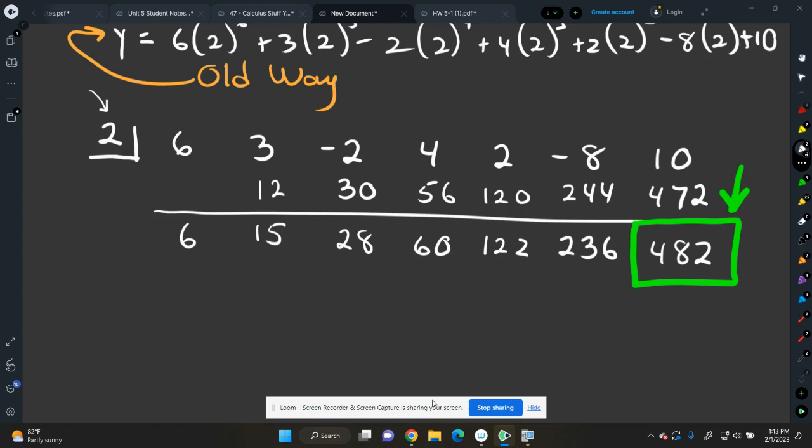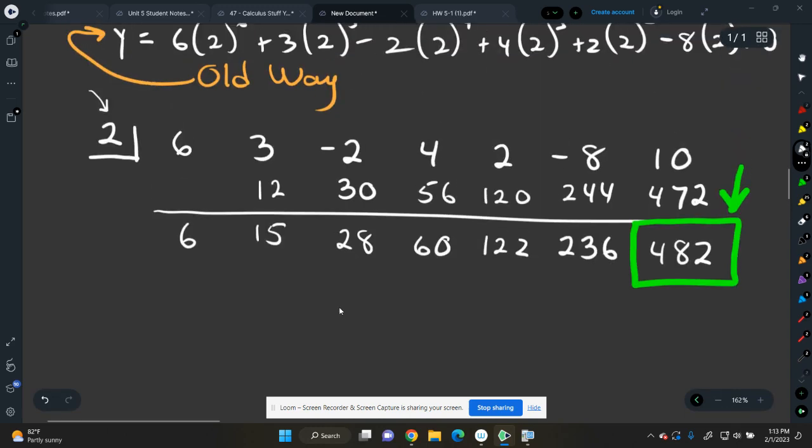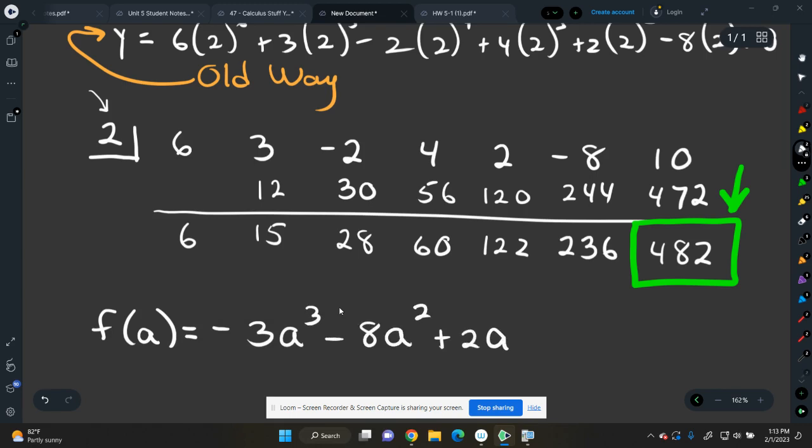I'm going to do number 1 with you. We're going to do number 1 together. Okay, number 1 looks different, right? Number 1, we've got f of a equals negative 3a to the third minus 8a squared plus 2a minus 7. And we're doing it at a equals negative 3. It says evaluate each function at the given value.